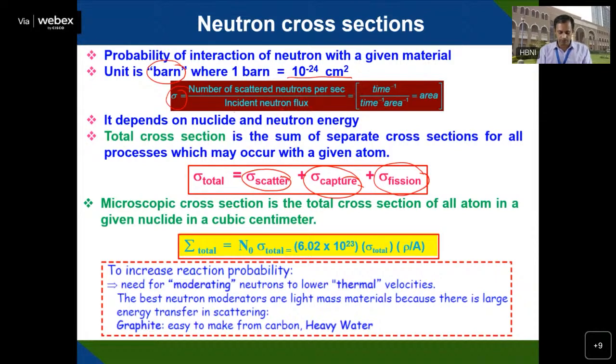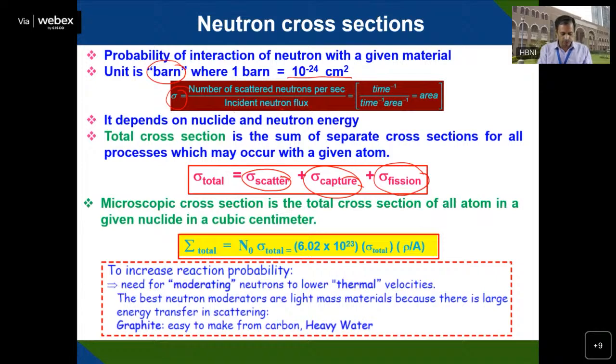And on the macroscopic scale, it should be N0 times sigma total, where N0 is based on Avogadro's number, per cubic centimeter. To increase the interaction probability, if you want neutron interaction with a particle, you increase the probability of reaction by using a moderator, with which you slow down the velocity of the neutron, so it will interact and scatter.